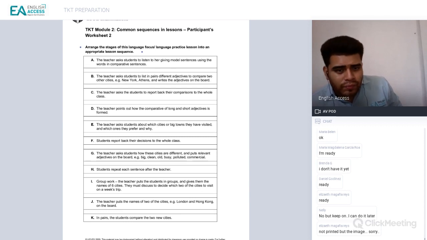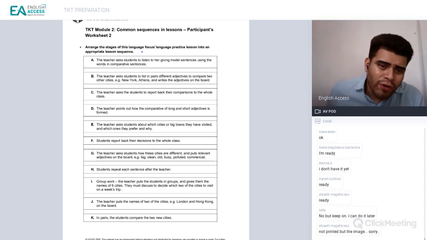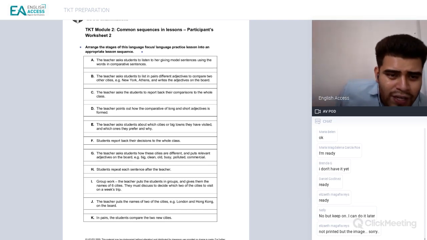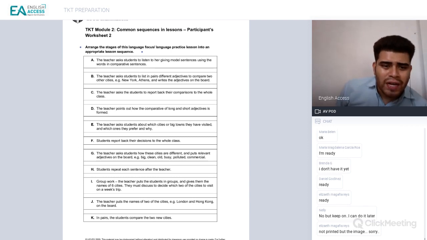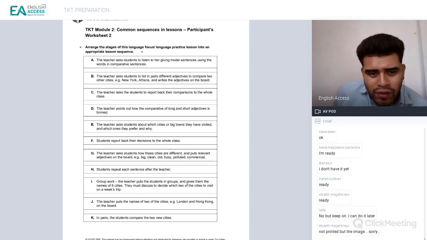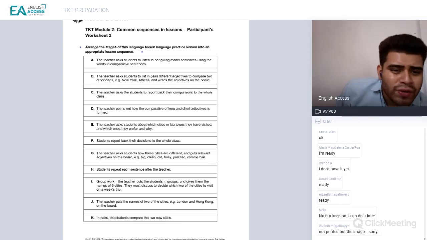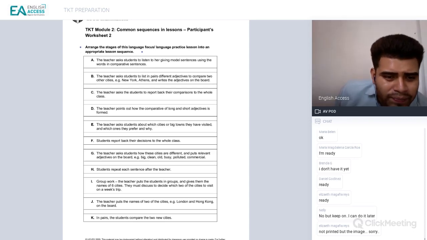E. The teacher asks students about which cities or big towns they have visited and which ones they prefer and why. F. Students report back their decisions to the whole class. G. The teacher asks students how these cities are different and puts relevant adjectives on the board, for example big, clean, old, busy, polluted, commercial. H. Students repeat each sentence after the teacher.